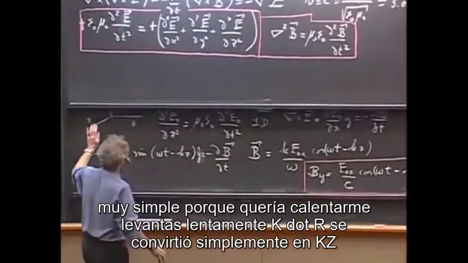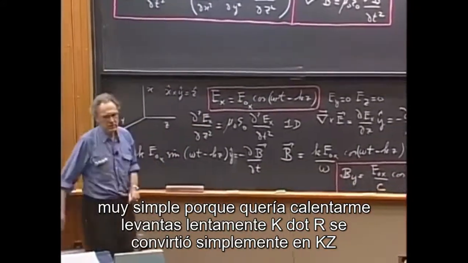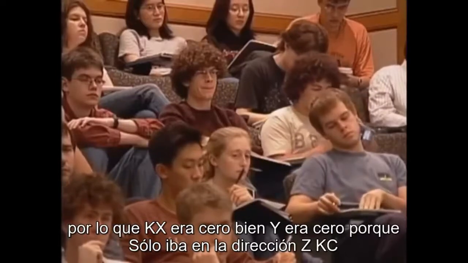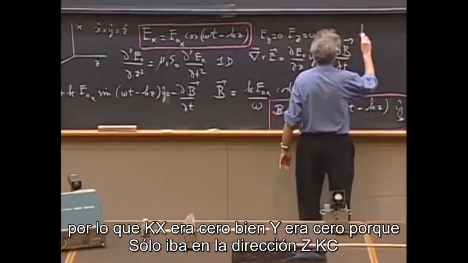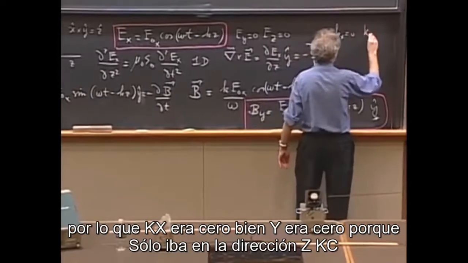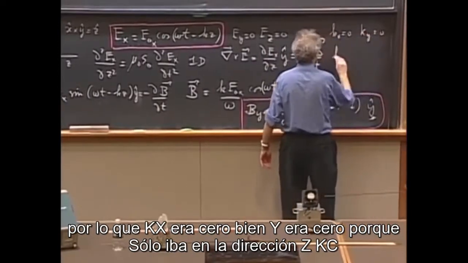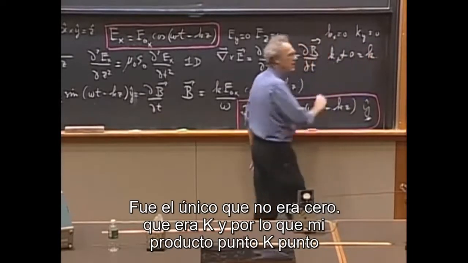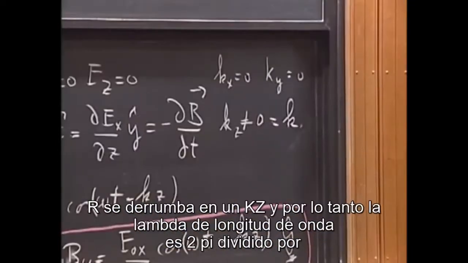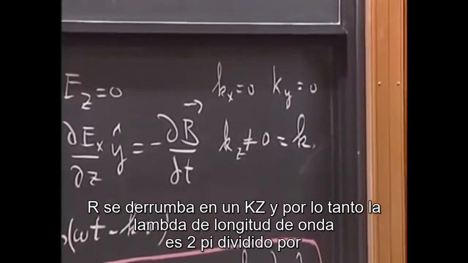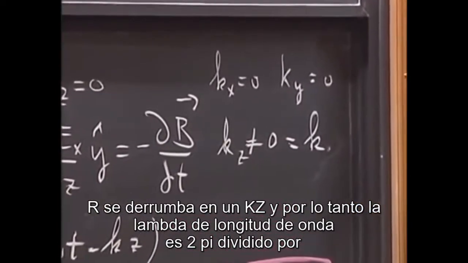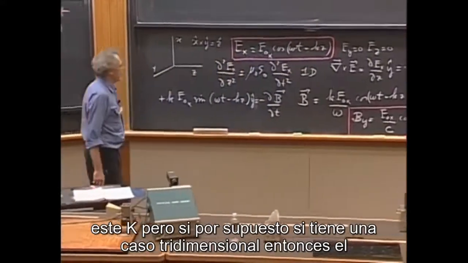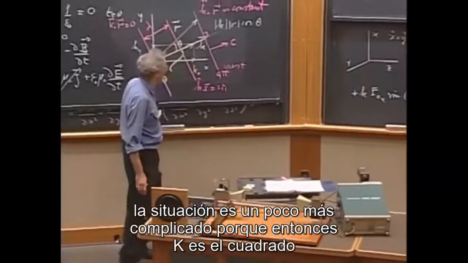In our first case, which was so very simple, because I wanted to warm you up slowly, k dot r became simply kz. So kx was 0, ky was 0. Because it was only going in the z direction, kz was the only one which was not 0, which was k. And so my dot product, k dot r, collapses into kz. And so the wavelength lambda is 2 pi divided by this k.